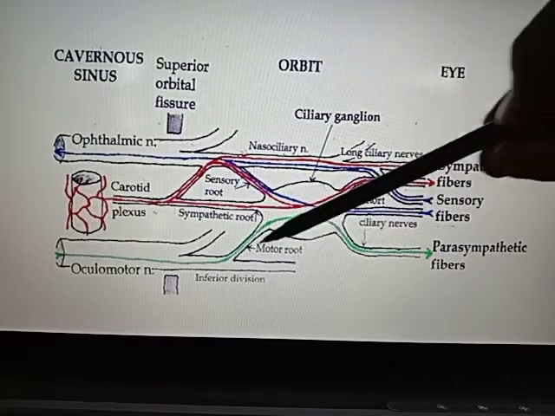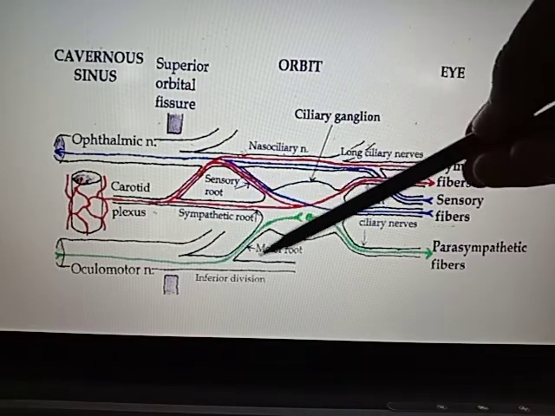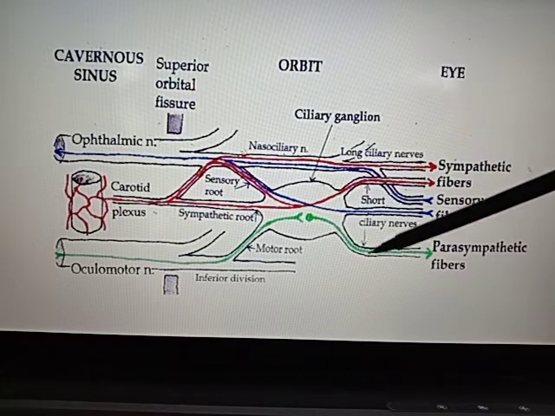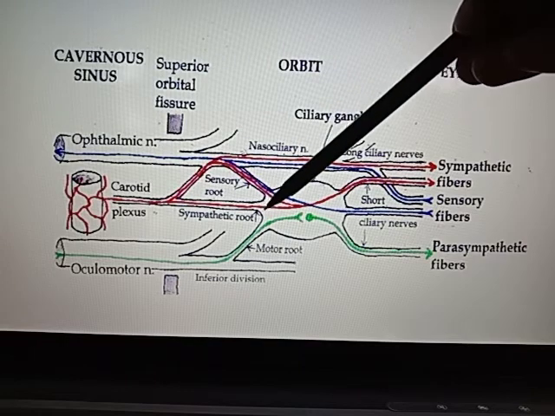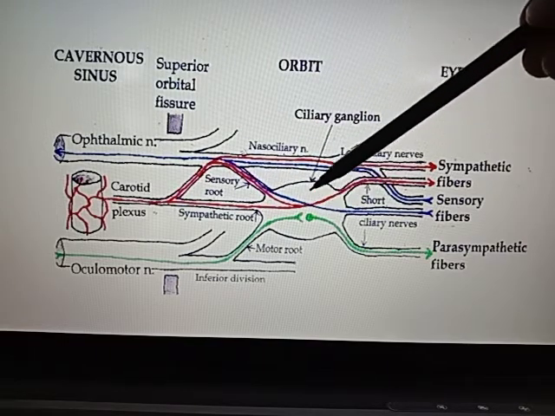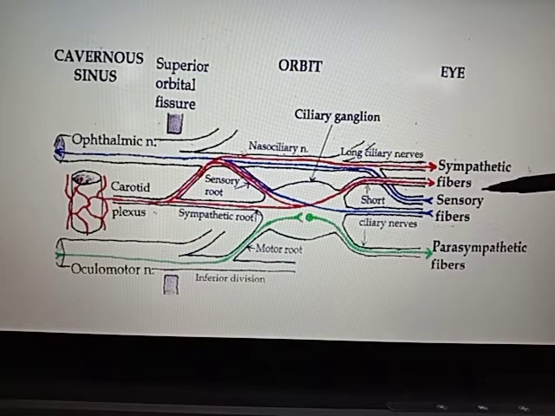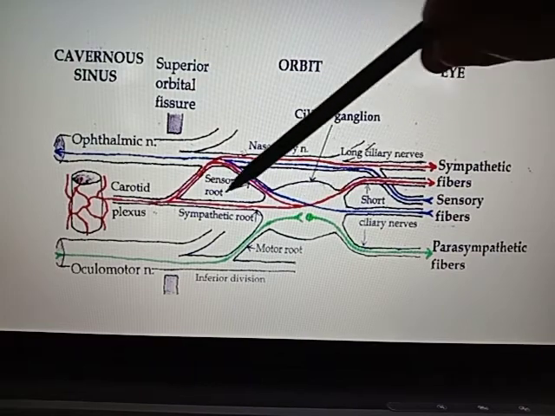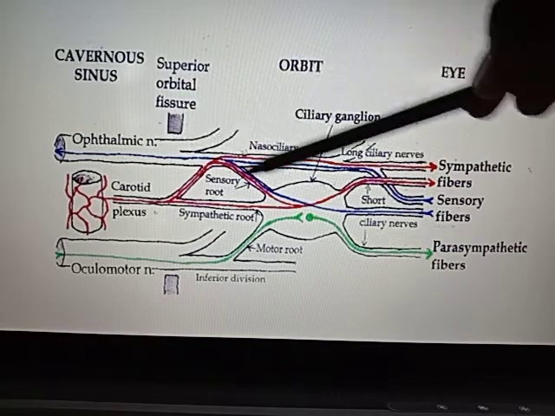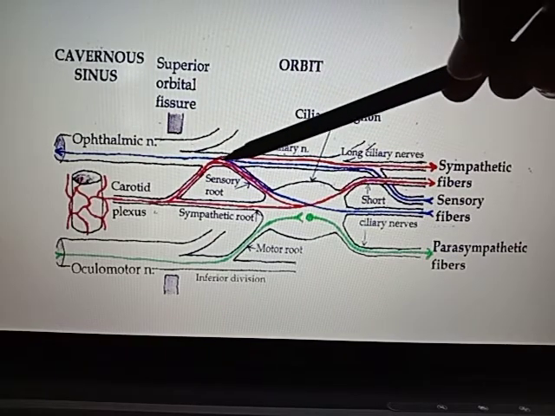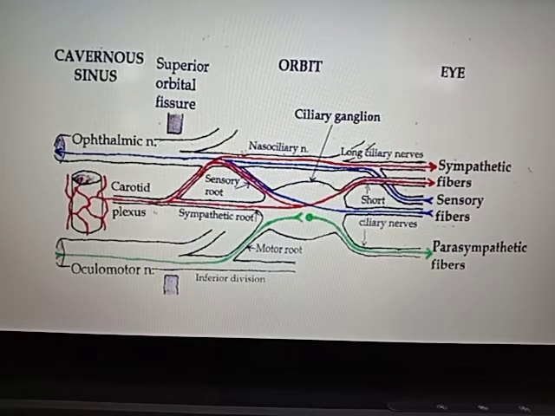This is the parasympathetic motor route. From the inferior division of the oculomotor nerve, the motor route goes to the ciliary ganglion, and then through the short ciliary nerve it goes to the eyeball. From the carotid plexus, the sympathetic route enters this area, does not synapse in this region, and directly goes towards the eyeball. This part is the sensory ophthalmic nerve, the sensory route enters this region but does not synapse, and again goes to the eyeball.